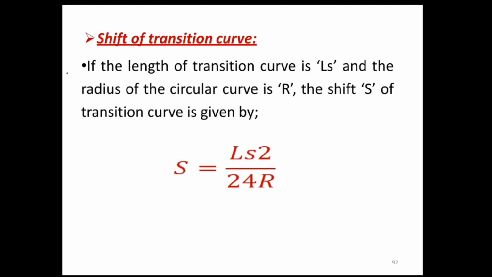The shift of the transition curve. If the length of the transition curve is Ls and the radius of the circular curve is R, then the shift S of the transition curve will be given as S equals Ls square upon 24R.